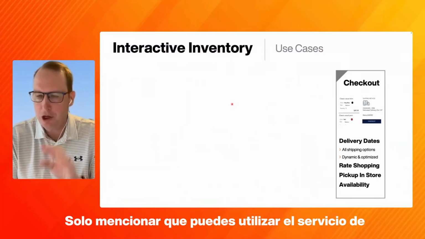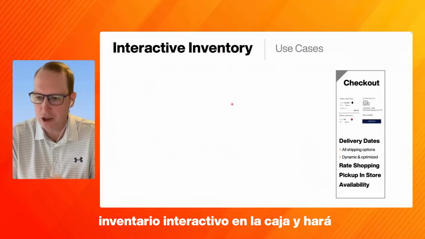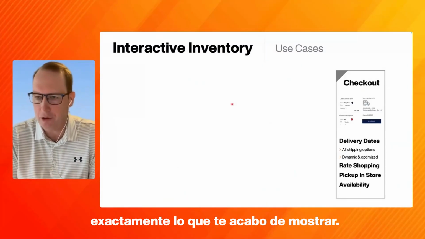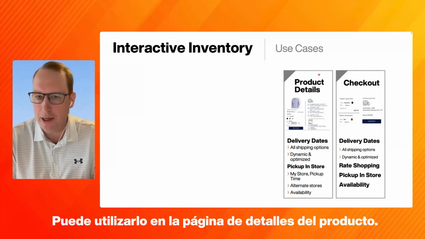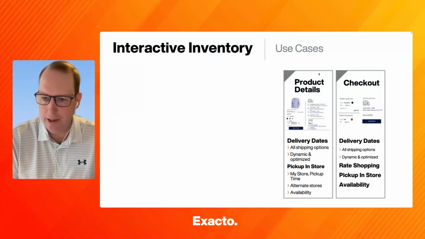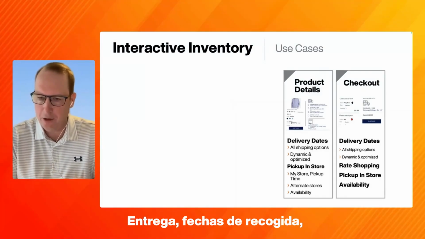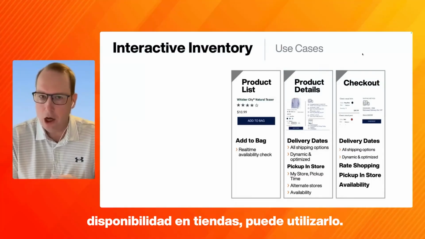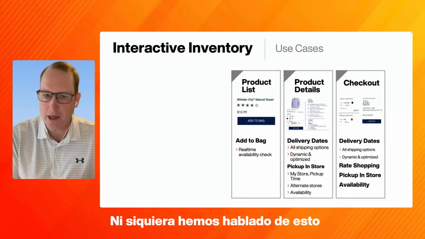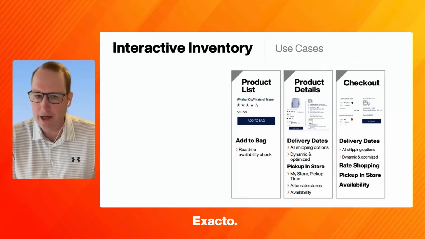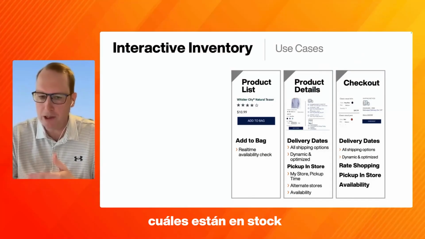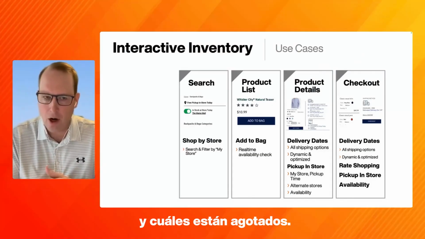Just to mention, you can use the interactive inventory service on checkout, and it will do exactly what I just showed you. You can use it on the product details page, and that was kind of the primary use case: delivery dates, your pickup availability in stores. You could use it, and we didn't even talk about this, on the product listing page, so we could tell you which ones are in stock and which ones are out of stock.